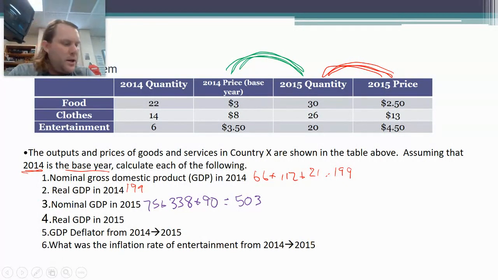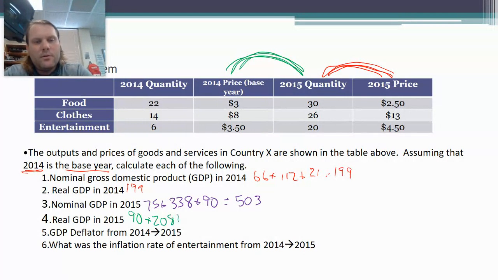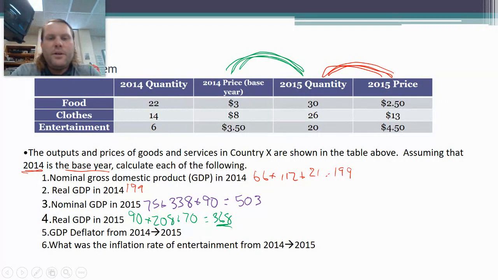Okay. For the real GDP, remember that's the one where we are taking the 2014 prices and giving it the 2015 quantity. So my numbers for that were 90 plus 208 plus 70 equals 368. Okay, so my real GDP for that year is 368.